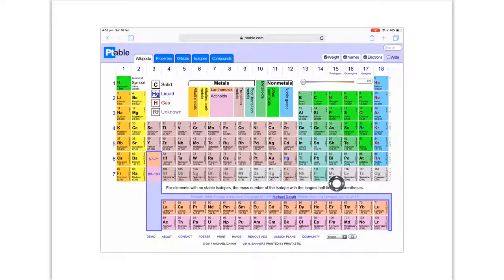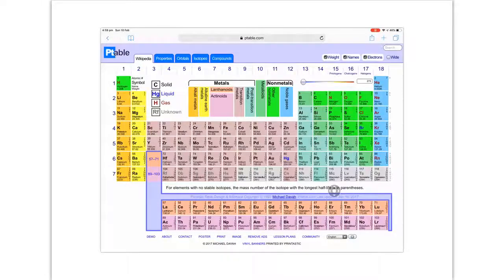15 all have 5, and so on. So that's the trend in the periodic table in terms of what we see with the period, the relationship between the period and the number of shells and the group and the number of electrons in the outer shell.